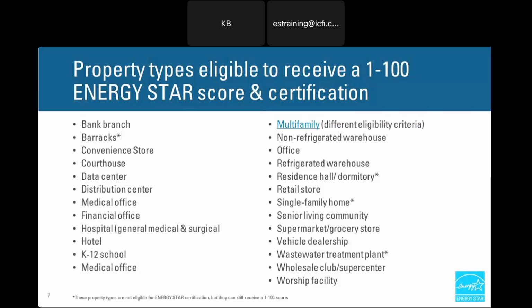And the next one are the space types that are available. And I'm not going to read them. You can take a quick gander at them. I'll leave it up here for a second. But if you notice, there's a little disclaimer at the bottom. You'll see the asterisks beside some of them. Those are ones that can get a score, but they're not eligible for certification. And then you notice the multifamily has a different set of criteria. So if you're doing multifamily, be sure to go to the residential and look for multifamily new construction so that you can follow the criteria for that.